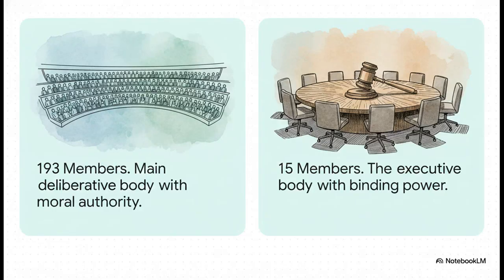Let's contrast the two big players. The General Assembly is the main deliberative organ. It's got 193 members, and every single state gets exactly one equal vote. It carries this immense weight of world opinion and moral authority. But then you contrast that with the Security Council. Just 15 members. It acts as a highly concentrated executive body with real, legally binding power.